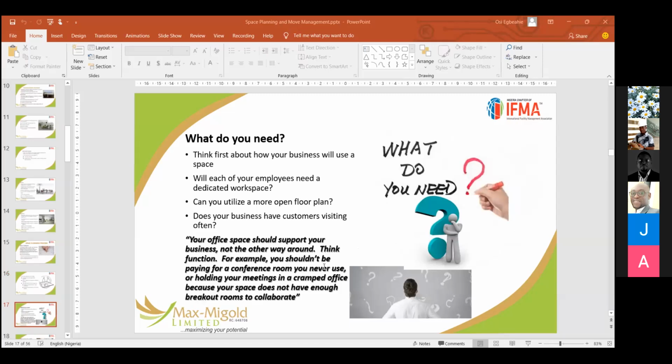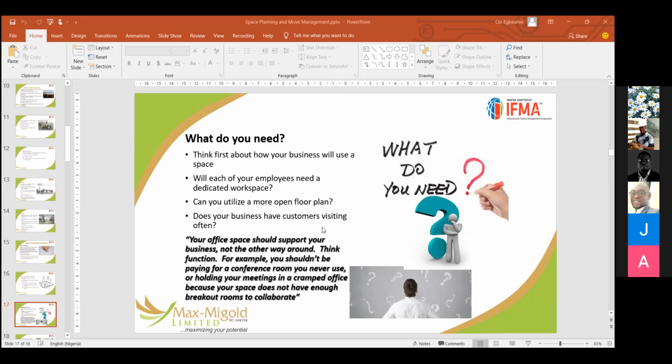What do you need? First, think about how your business will be using the space. Secondly, will each of your staff members need a dedicated workstation? That's a question that we really need to ask these days, especially as facility managers when we are doing our spaces. Can you utilize a more open floor plan or more enclosed offices?